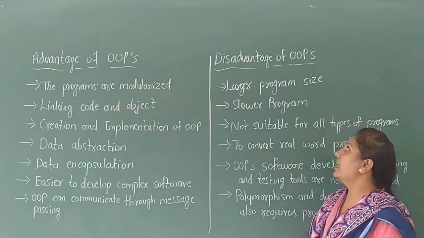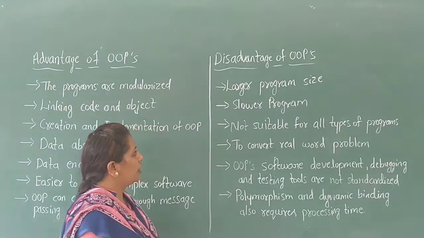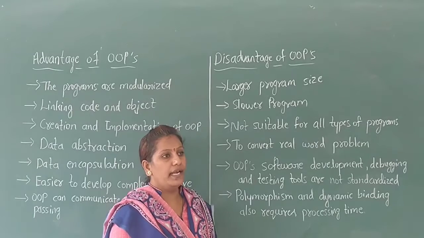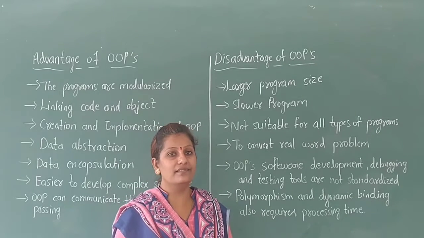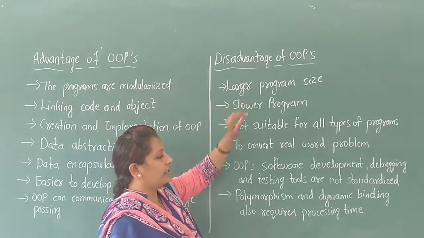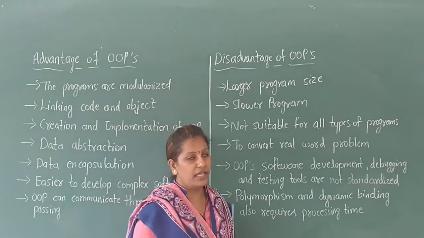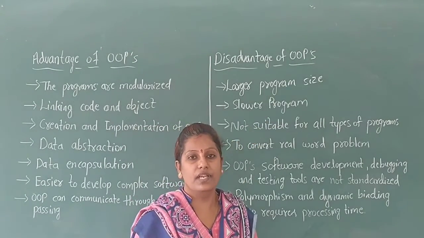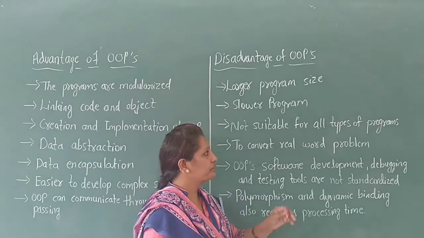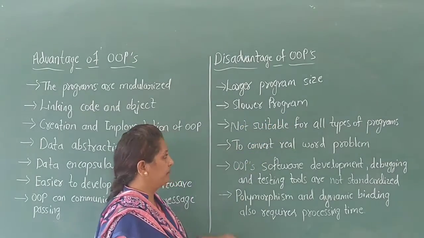Next one is the disadvantages of OOPS. Larger program size. When you are creating complicated programs, the program length is larger. It is one disadvantage of OOP. The next is slower programs. When the program length is larger, it reduces the execution speed. Therefore, it is slower program execution.